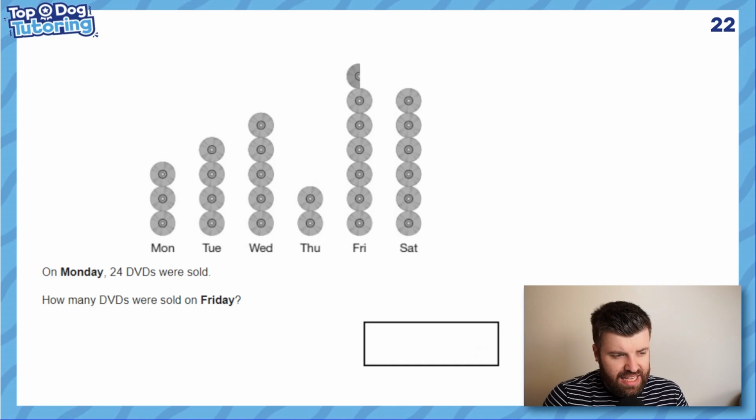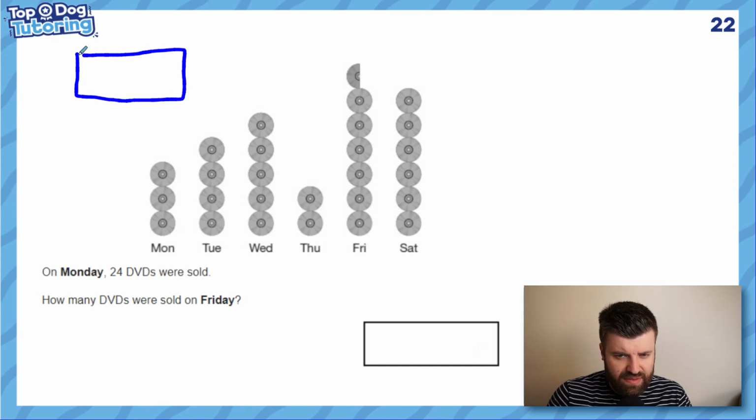And this is a pictogram, very common to come up in these tests, and we need to know how to interpret them. There is something missing from this pictogram. You might already be shouting at the screen saying, where is the... But let's read it and find out because we need to know how to deal with these types of graphs. Like I said, pictogram. On Monday, 24 DVDs were sold. How many DVDs were sold on Friday?